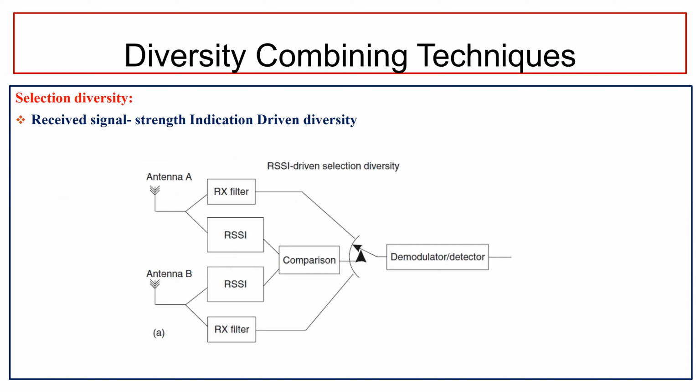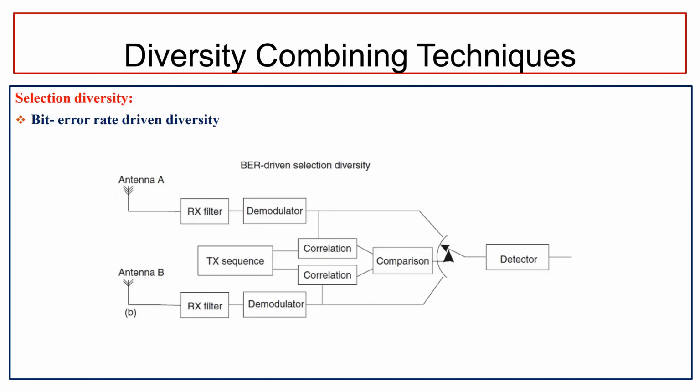This method requires n receiving antenna elements, n RSSI sensors, and n minus 1 multiplexers, so that we can select a better antenna based on the high instantaneous SNR. The second one is the bit error rate driven diversity. We first transmit a training sequence, as in the adaptive equalization method. That is a bit sequence known to the receiver, and the receiver then demodulates the signal from each received element and compares it with the transmitted signal.